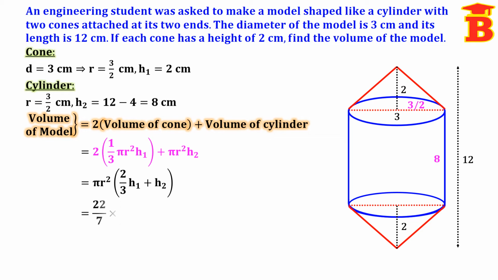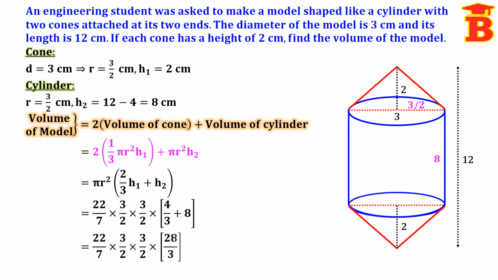Now substituting the values, pi value is 22 by 7 into r square. R value 3 by 2. R square means we have to write 3 by 2 into 3 by 2 into this bracket. Here h1 value 2. So 2 into 2, 4 by 3 plus h2 value is 8.